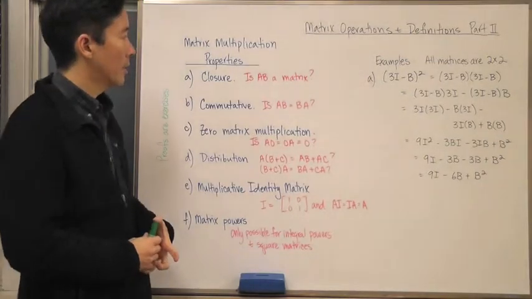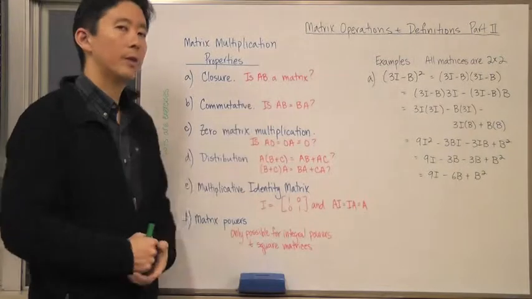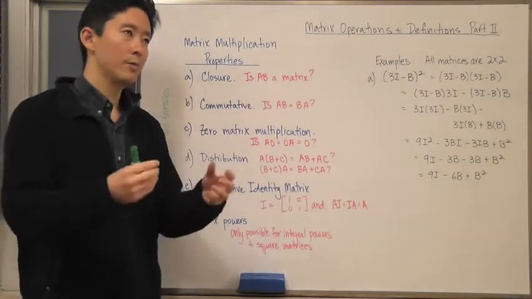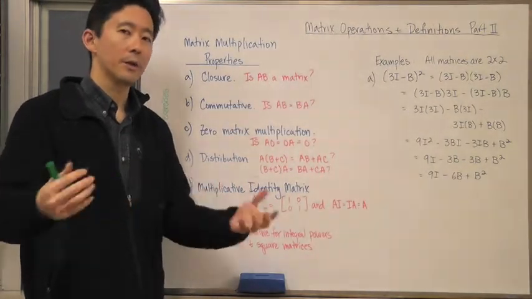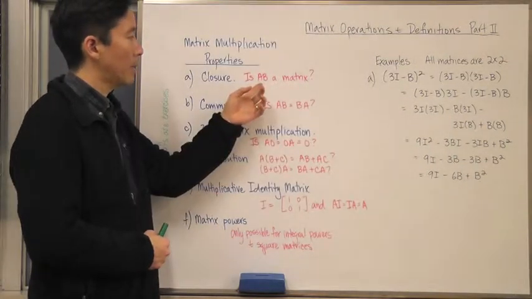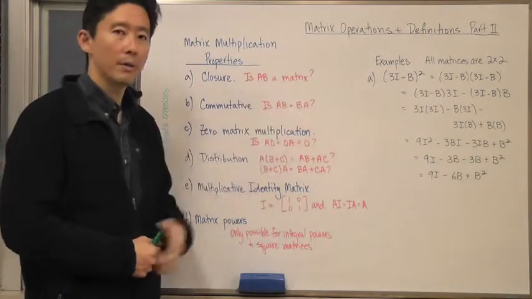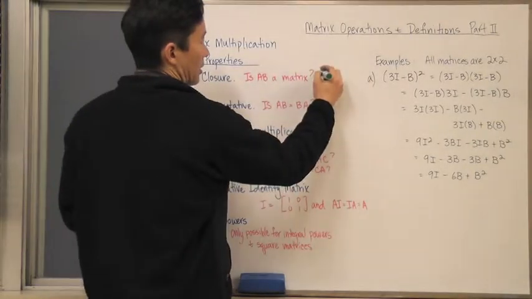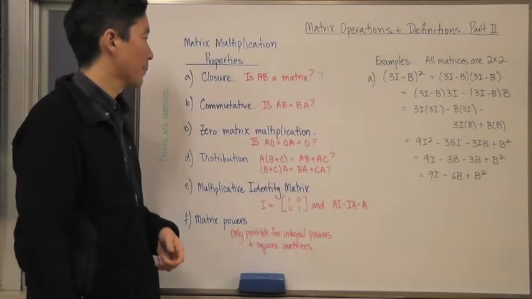Now, with closure, basically what we're asking is if you can multiply two matrices together, let's call these matrices A and B, will the result have to be a matrix? Or in other words, can the result be something other than a matrix? Well, we know for a fact that since A and B are two matrices that can be multiplied together, the result will have to be another matrix. Therefore, we know that matrix multiplication is closed, and the property of closure applies.